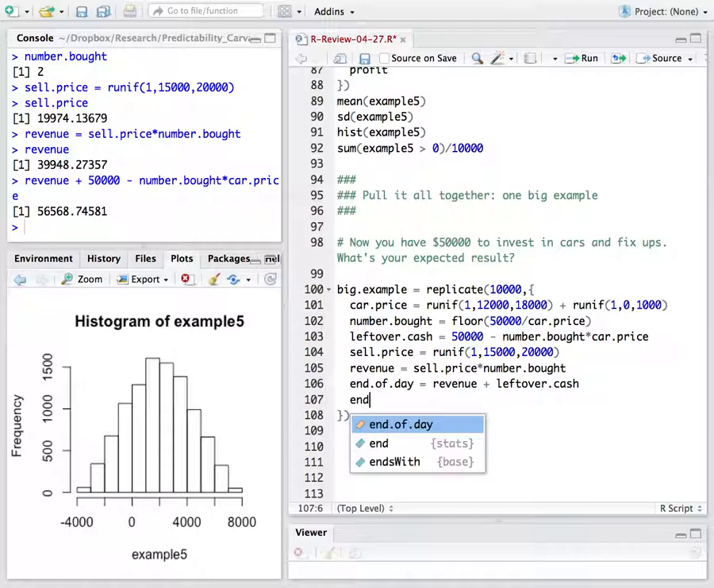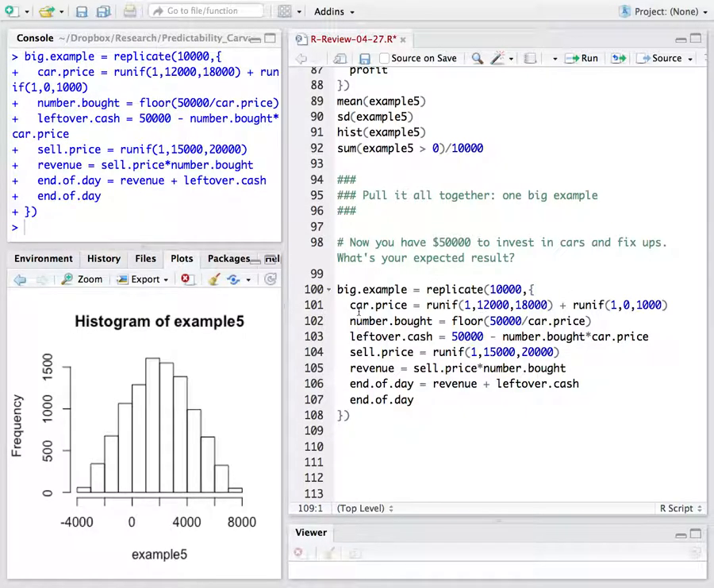All right, we want this to return our end of day, and we want to simulate 10,000 of these days to see what our business model looks like. That was pretty easy. Instead of dragging that down 10,000 columns of Excel, we just hit enter. Well, let's check this out. What's a histogram of our big example?